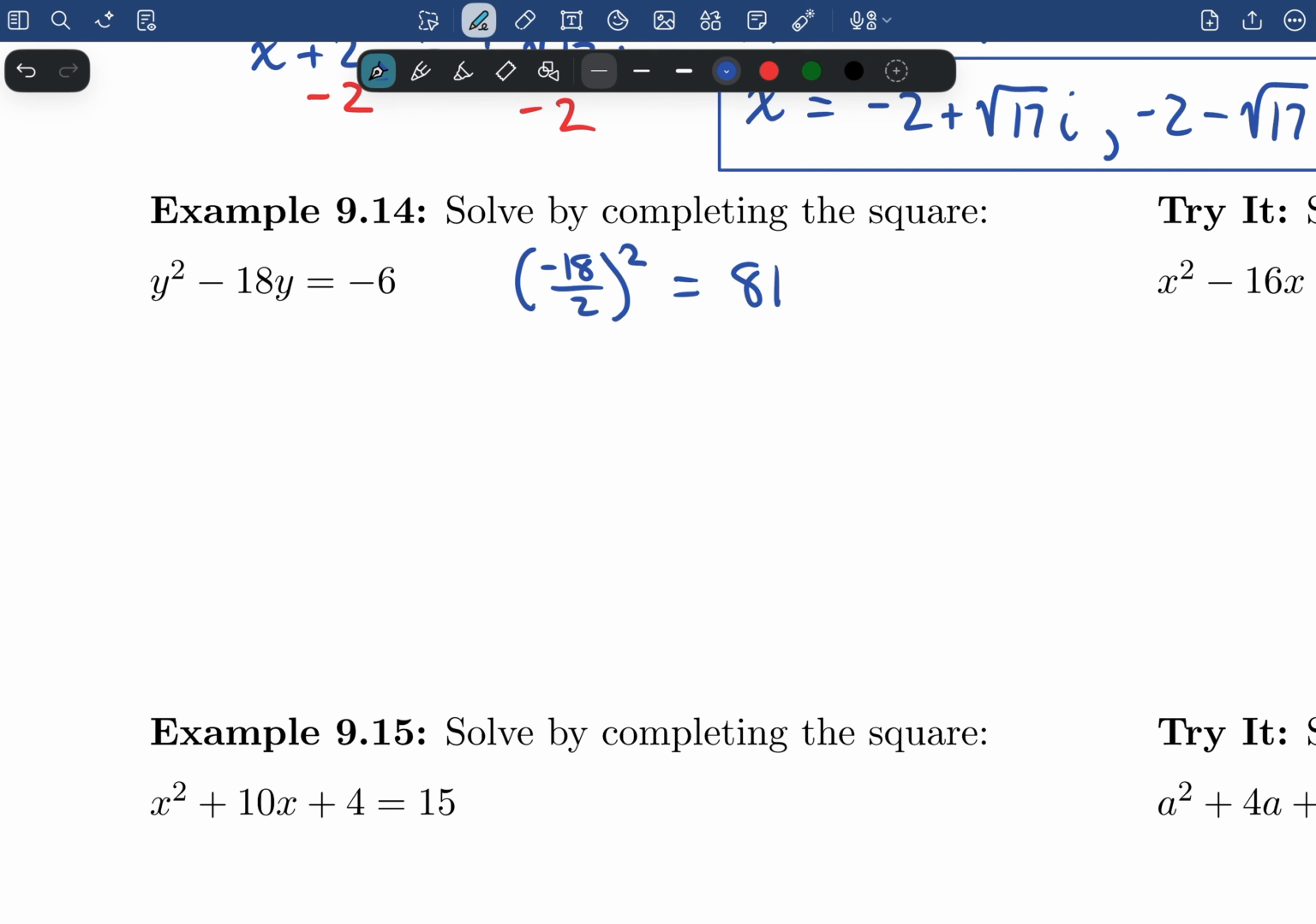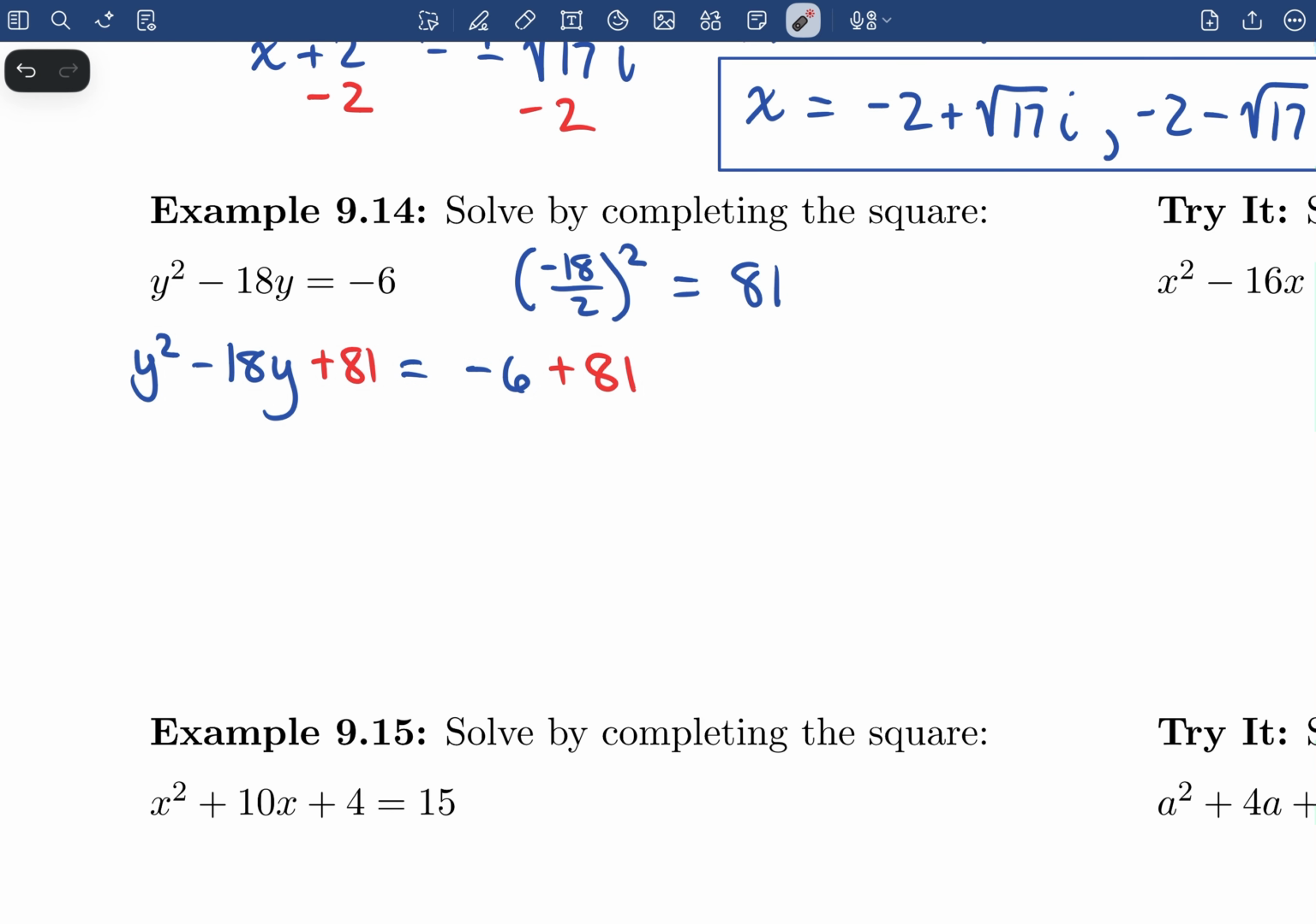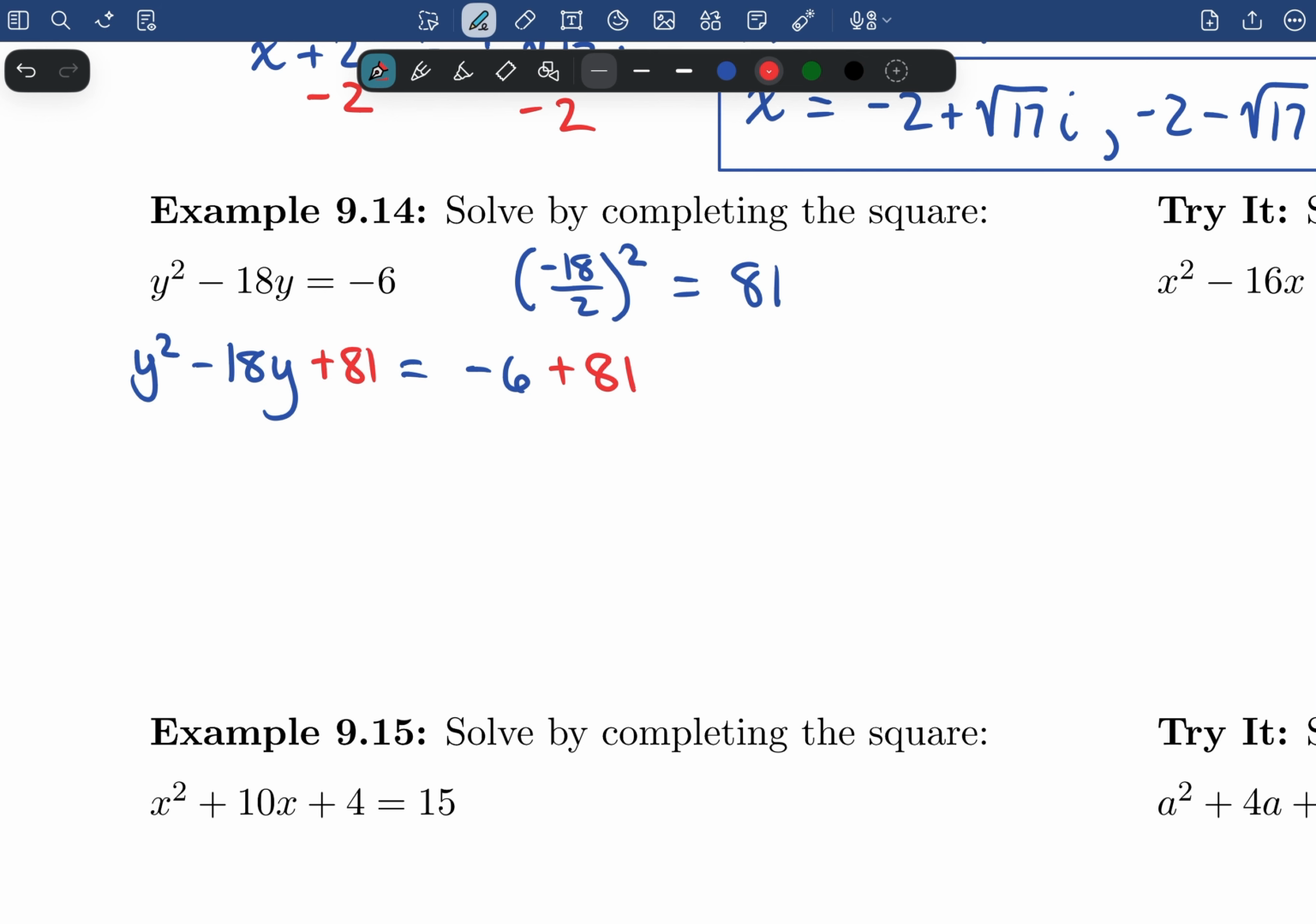And I add it to both sides of the equation. Let me show it to you. So I take my original equation and I add 81 to both sides, which is totally legit. I can do that, because what I've just done is create a perfect square trinomial on the left-hand side of this equation, and I can factor that into a binomial squared.